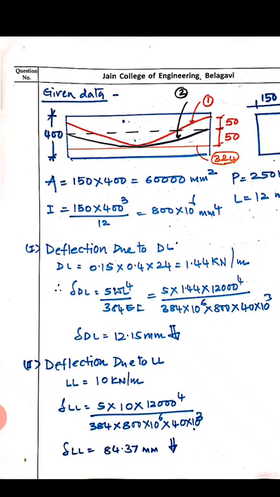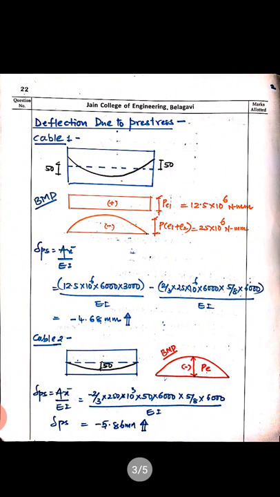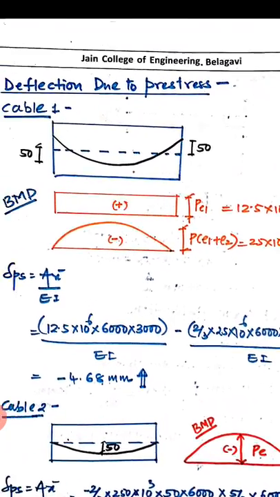Now we'll move to the next part. Now we have to find out deflection due to prestress. After the calculation of deflection due to dead load and live load, the next part is deflection due to prestress. Here they have given 4 cables, so you have to calculate the deflection due to prestress for each and every cable, then add for all 4 cables. We will take up one by one, starting with cable number 1.